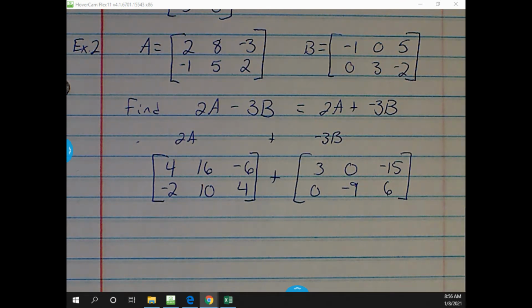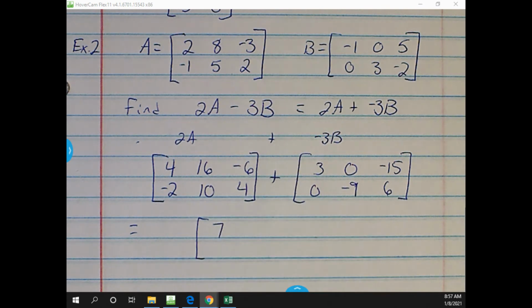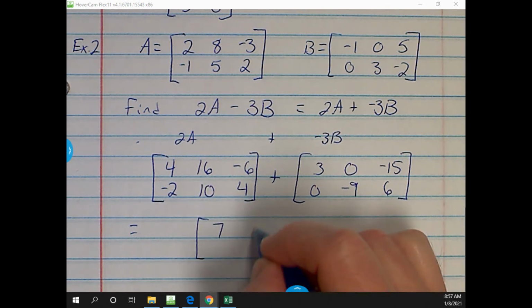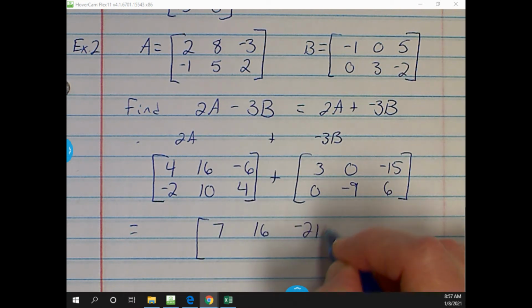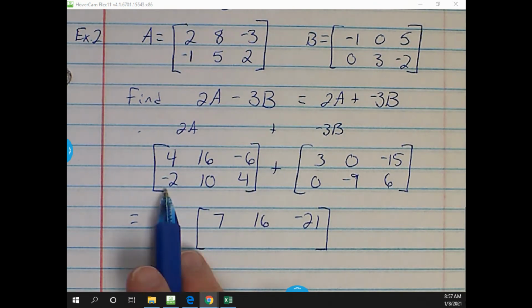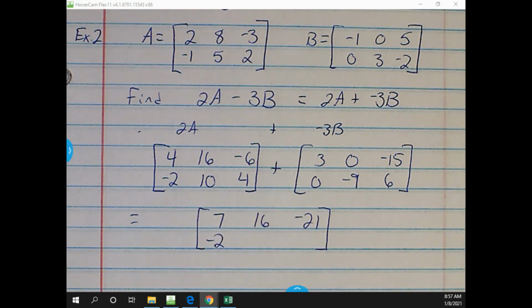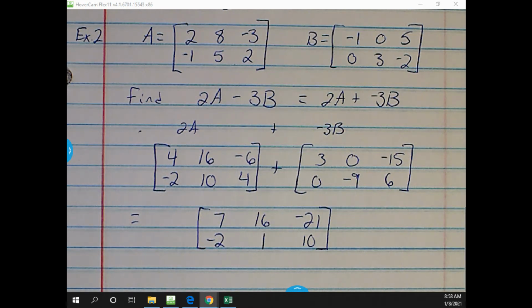Okay, and again, because it's addition, it's a little bit easier. Now we're just going to put it all together. It's 4 plus 3, so that's 7. It's 16 plus 0, which is 16. It's -6 plus -15, which is -21. Then moving to the second row, it's -2 plus 0, which is -2. It's 10 plus -9, which would be 1. And it's 4 plus 6, which is 10. So there's your answer for 2A minus 3B.